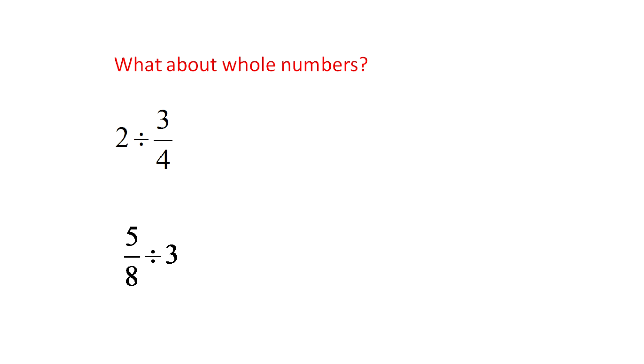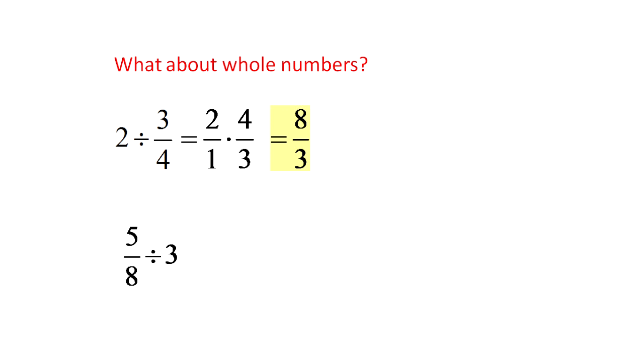Now, same question I asked at the end of the last video. What about whole numbers? And it's the same answer. You can write a whole number as something over 1. So 2 divided by 3/4 is actually 2 over 1. Now flip the 3/4, times 4 over 3. That's 8/3.